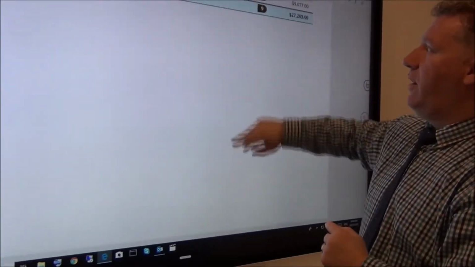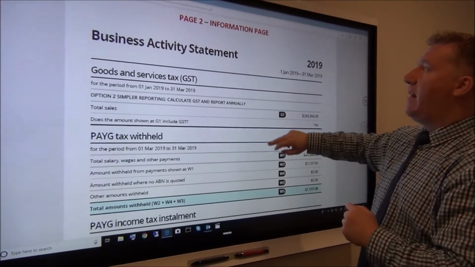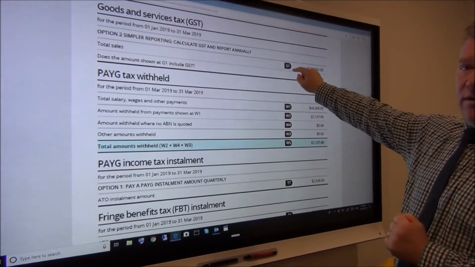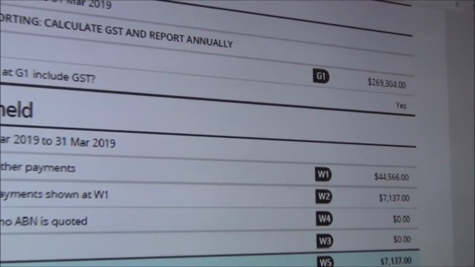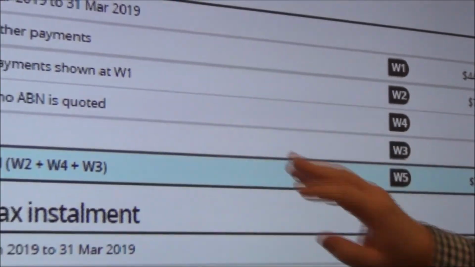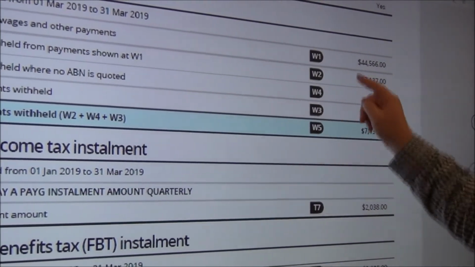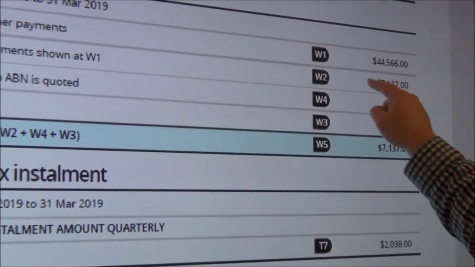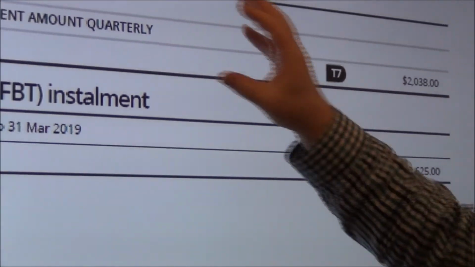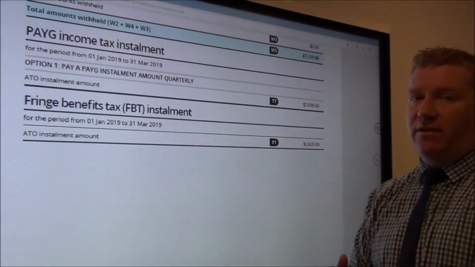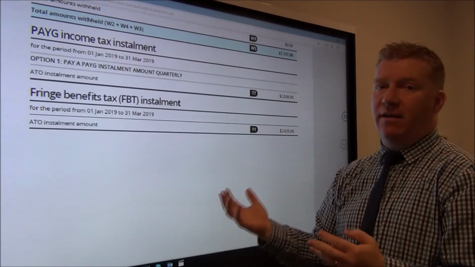The other part I just want to show you quickly is on page 2 of a BAS. This is more an information page. On the information page, it gives us an amount G1, which is our total sales. The PAYG tax withheld is W1, the gross wages you've paid in your business, and W2 is the withholding. So that W2 amount will be on the front page at item 4. And then down the bottom here, there's just details about the instalments for both PAYG and for fringe benefits tax, and the basic number that's fed through from the ATO based upon prior year calculations.